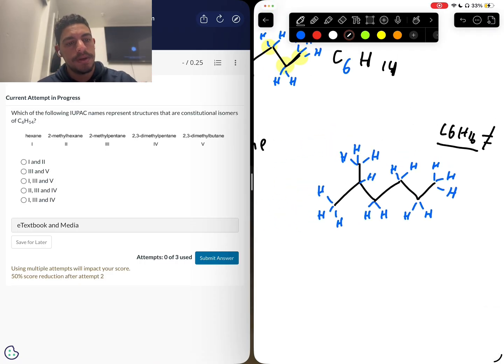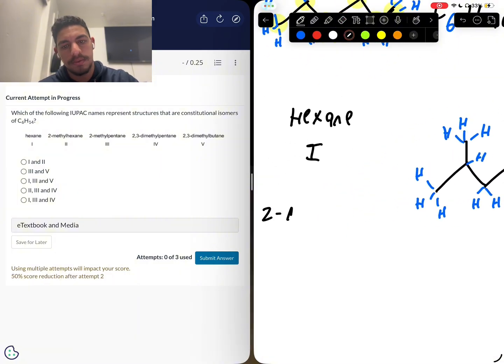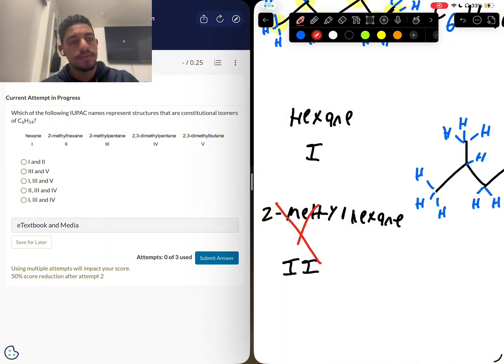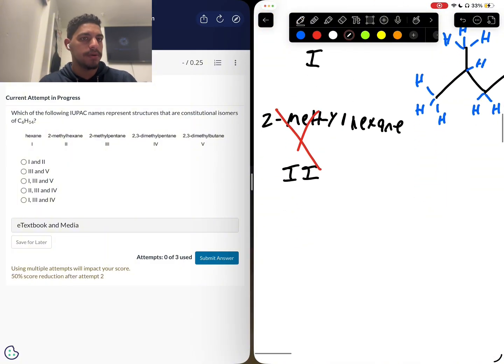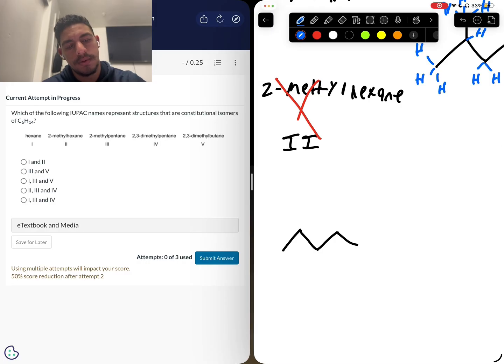Okay, so now we know that 2-methylhexane is no good. Okay, so we could do 2-methylpentane. Okay, maybe that one works out. Pentane just means 5, right? 2, 3, 4. So you can think of a pentagon, right? It has 5 sides. So this is 2-methylpentane. So let's draw out the methyl. Let's do it in black. Okay. Remember, 3 hydrogens.